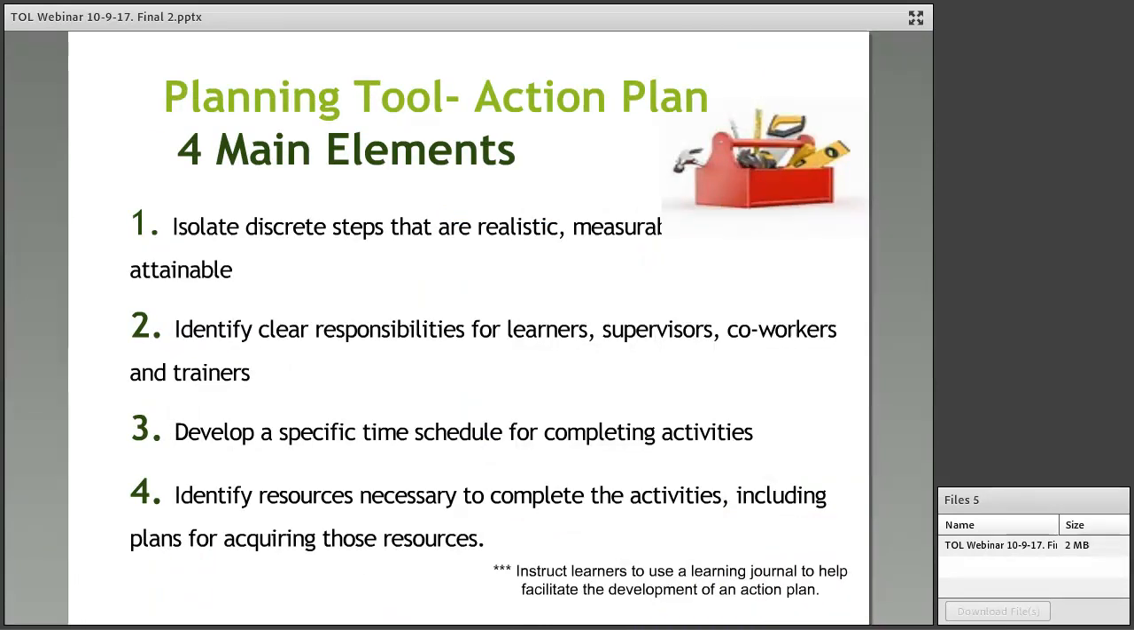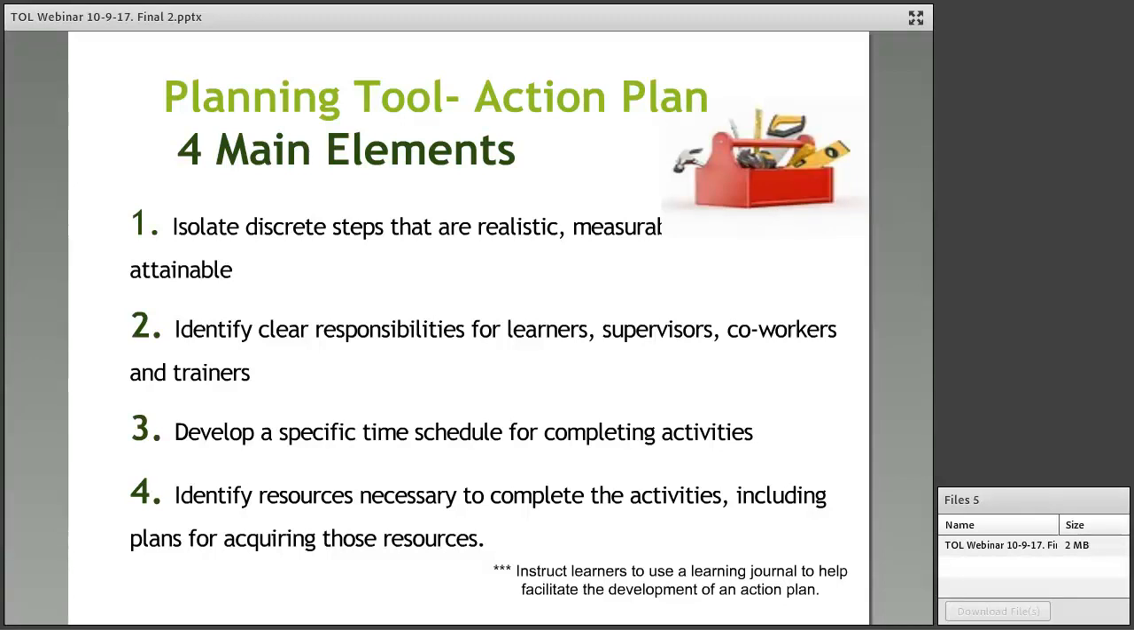For a planning tool, an action plan has 4 main elements. 1, isolate discrete steps that are realistic, measurable, and attainable. Again, the life books was a really great example of that, I thought. 2, identify clear responsibilities for learners, supervisors, workers, and trainers. What needs to be done by whom and by when? Answering all those questions. 3, develop a specific time schedule for completing the activities. And then 4, identify resources necessary to get the job done. So making sure all these elements are included in a transfer of learning plan.